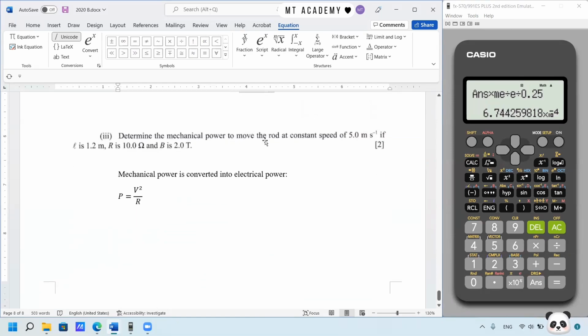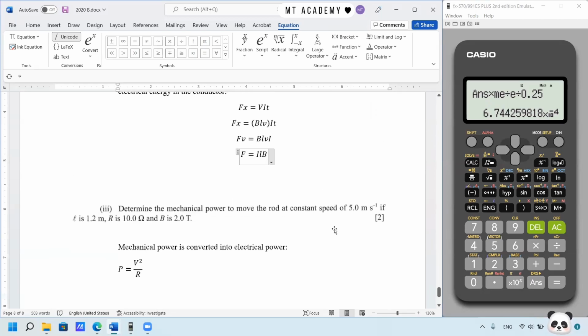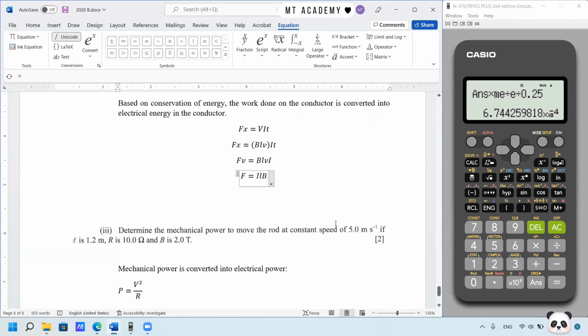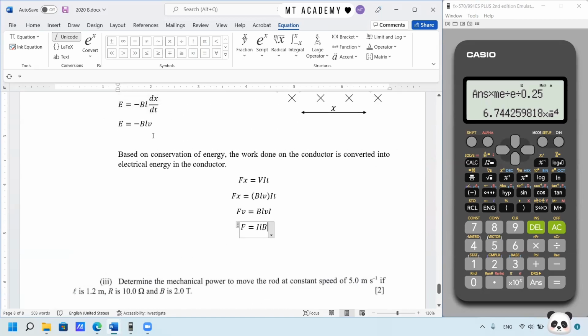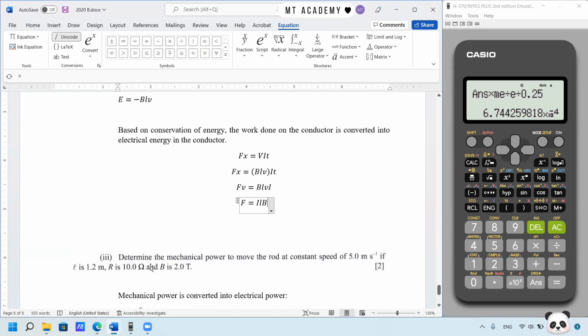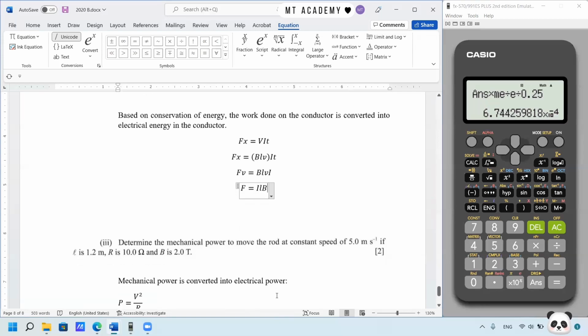Determine the mechanical power to move the rod at a constant speed of 5 meters per second if the length is 1.2 meters, R is 10 ohm, and the magnetic flux density is 2 Tesla. If you check all the values given, you have the speed, you have L, and you have B, which is the formula of the induced EMF. If you want to determine the mechanical power, I suggest you use the formula of the electrical power, because the mechanical power is equal to the electrical power based on conservation of energy.